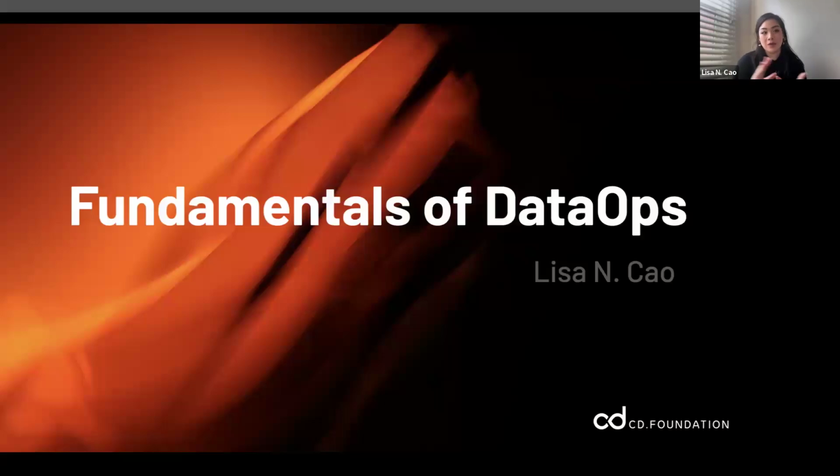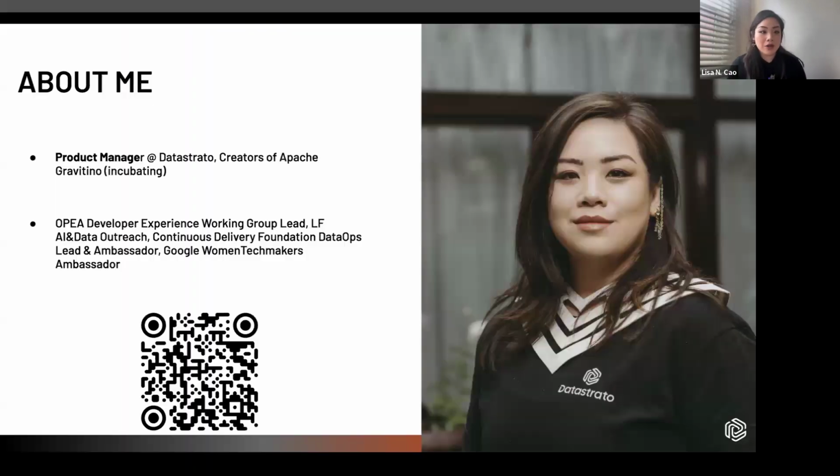We're going to be doing questions at the end, but I'll start off with a little bit of an introduction about myself. I'm the product manager at a company called Datastrato, and we're the creators of a metadata store called Apache Gravitino, which is a data catalog. Data catalog and metadata is actually quite a key piece in terms of event trigger systems, interoperability, and sharing information. And that's why my interest in DataOps has been so keen.